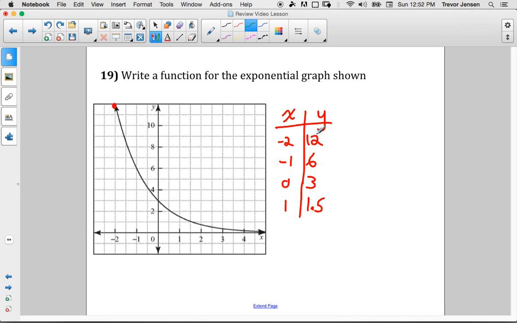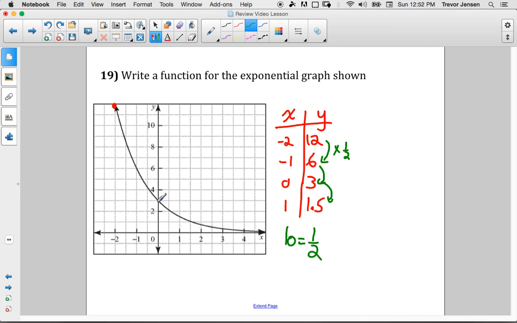Notice that as we're going from left to right, as x's are increasing by 1, the y values are being cut in half, multiplied by a half, to get from one y value to the next. They're repeatedly being cut in half. So that tells us that our b value, our decay factor, is a half, right? Because the function is repeatedly being cut in half, it's going to be a decreasing function.